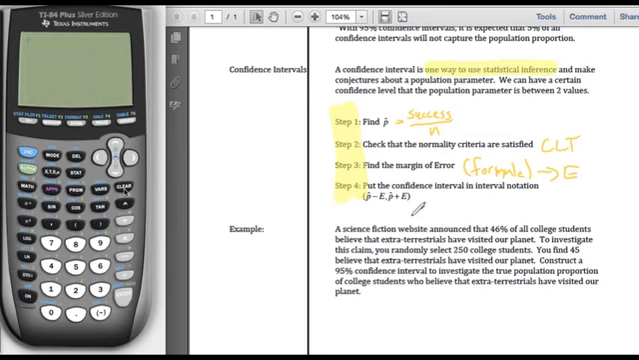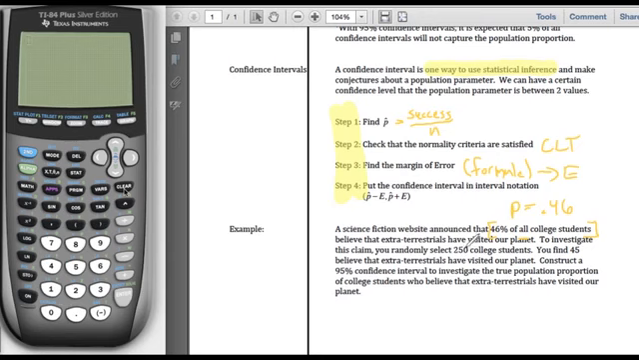To give you a full example going through all the steps, let's say we've got a science fiction website and they announce that 46% of all college students believe that extraterrestrials have visited our planet. Now, that's a very broad claim. I mean, they're saying p is equal to 0.46 because that's for all college students, for every single college student on the planet. Now, I highly doubt that this website was able to talk to every single college student. So we want to investigate this.